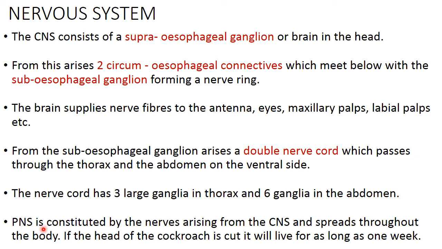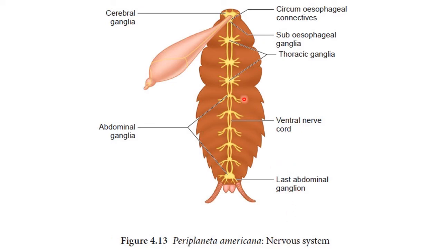The peripheral nervous system is made of what? Obviously, of nerves arising from the central nervous system, and it is going to spread out throughout the body. So if the head of the cockroach is cut, because most of the body gets its nerve fibers from the peripheral nervous system, the head has only a small brain, but the rest of the body is supplied by the peripheral nervous system. So if the head is cut, it will still live for as long as 1 week. So this is the diagram of the nervous system.